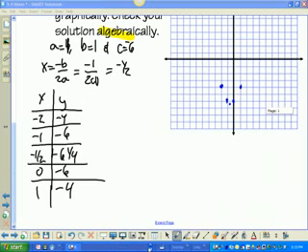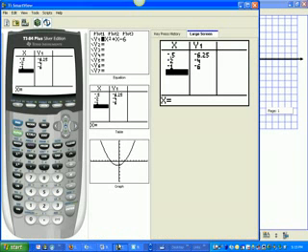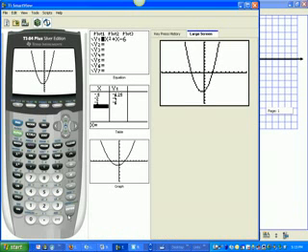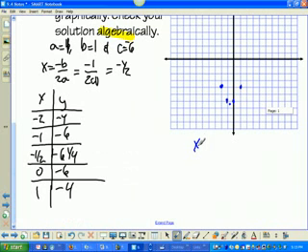Now if I want to graph this on my calculator, just go zoom 6, because we're going back to my standard window. And we can see there when x is negative 3, y is positive 2. So x equals negative 3 or 2. These turn out to be real nice.